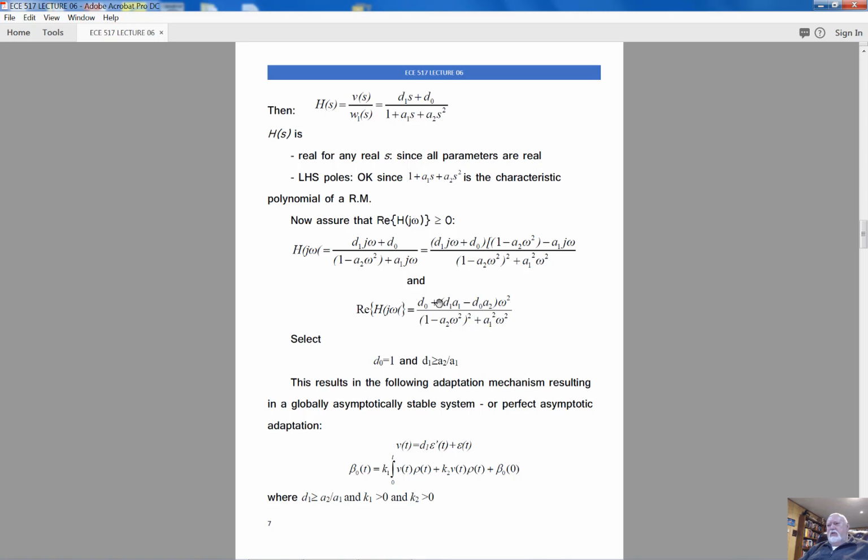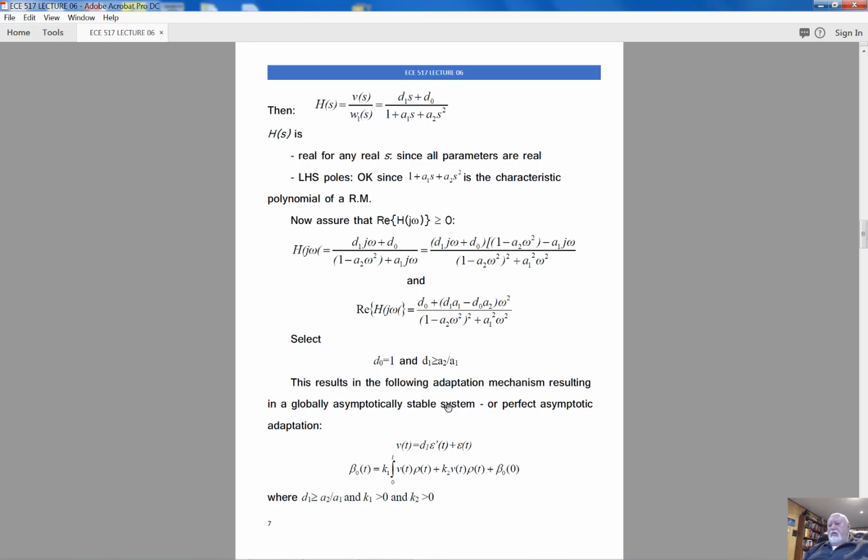Then I will have to go through some algebra, and I have to make sure that the real part that I would extract from this expression would always be positive. How to make it happen? We don't have any special tricks about it. If I make g0 equal to 1, for example, and g1 greater than or equal to a2 divided by a1, we're done. And there is nothing else to talk about.